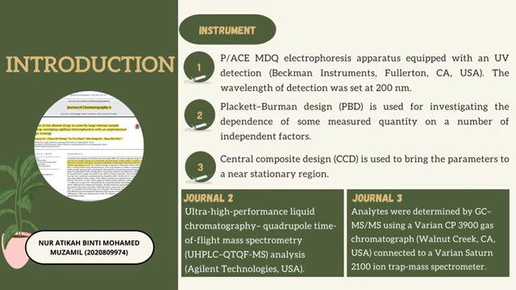Compared to journal 2, the instrument used is ultra high performance liquid chromatography quadrupole time of flight mass spectrometry analysis. From journal 3, analytes were determined by gas chromatography tandem mass spectrometry using a Varian CP 3900 gas chromatograph connected to a Varian Saturn 2100 ion trap mass spectrometer.